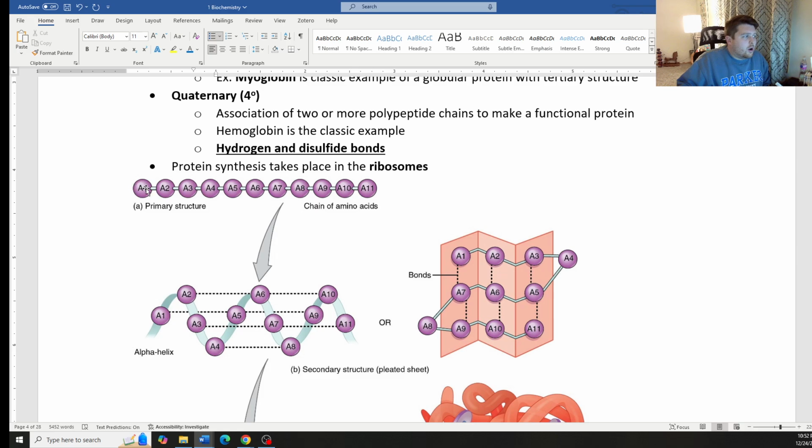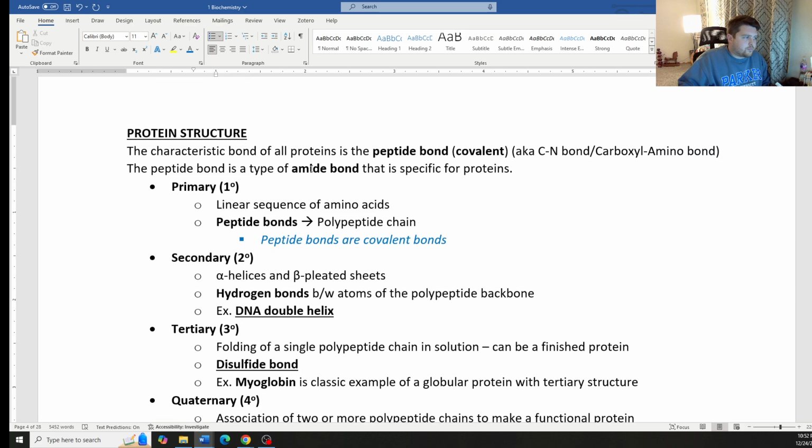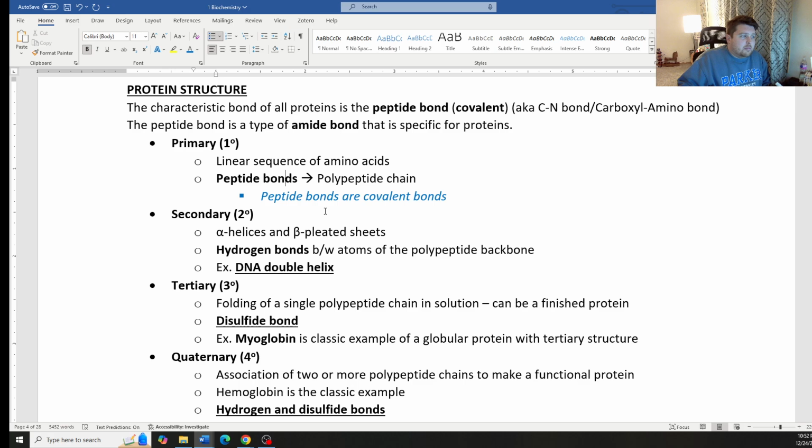So we join all of the amino acids together and we form this chain. That is our primary structure. It has the peptide bonds. We make a polypeptide chain. Poly means multiple. Peptide referring to those peptide bonds, the amino acids. Chain meaning they're all linked together.